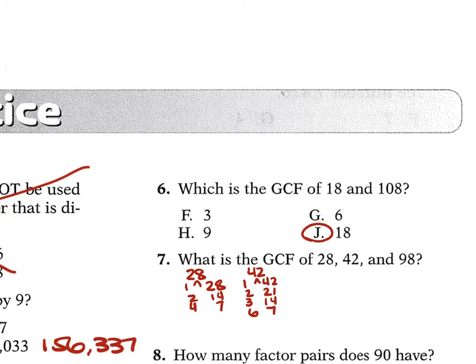So we have to check 98. For 98, we have 1 and 98, 2 and 49. 3 does not go into it evenly. 4 does not go into it evenly. 5, no. 6, no, because 3 does not go into it evenly. What about 7? 98 divided by 7 gives us 14. That works. Do we need to go any further? No, because we know that the 14 is the same in all 3. So our greatest common factor is 14.